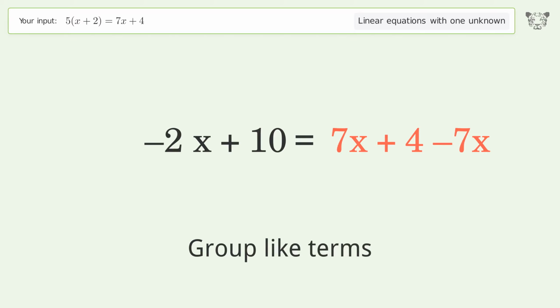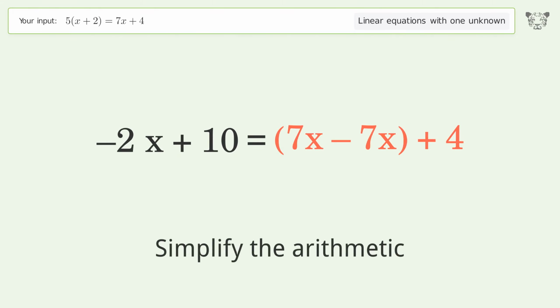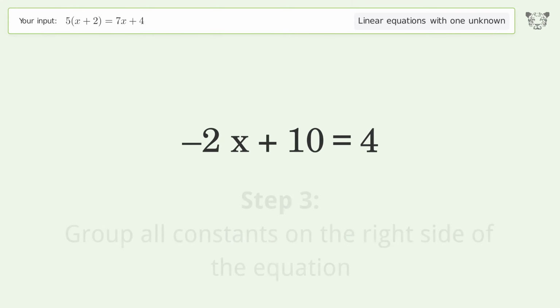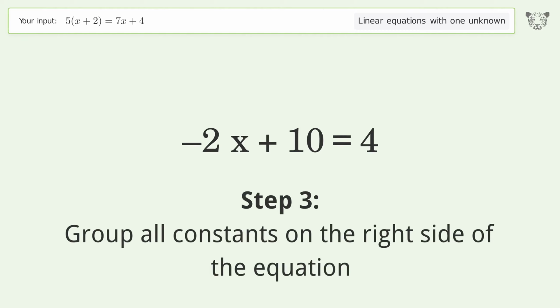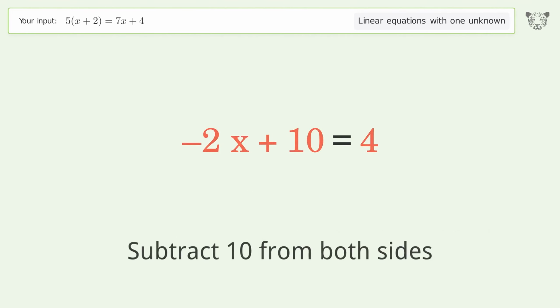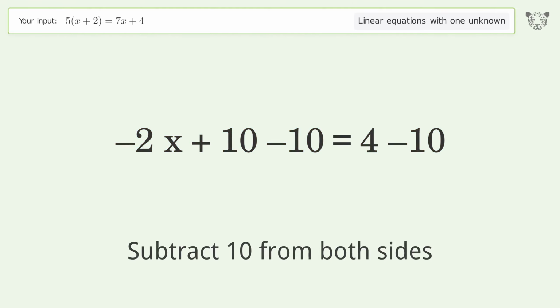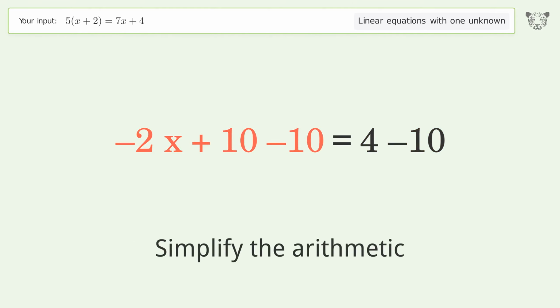Group like terms. Simplify the arithmetic. Group all constants on the right side of the equation. Subtract 10 from both sides. Simplify the arithmetic.